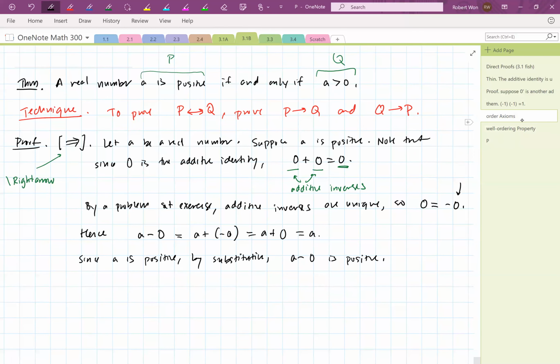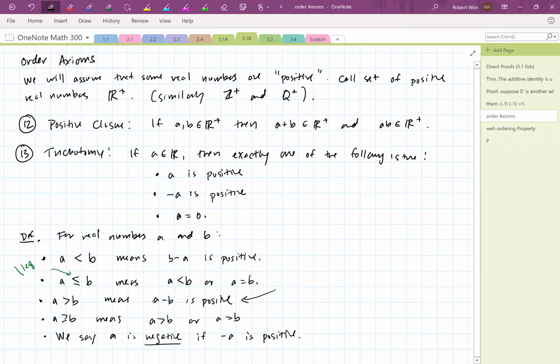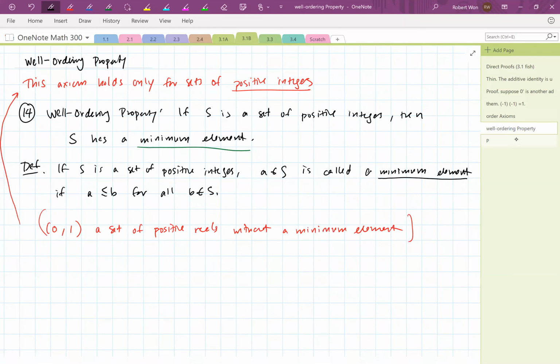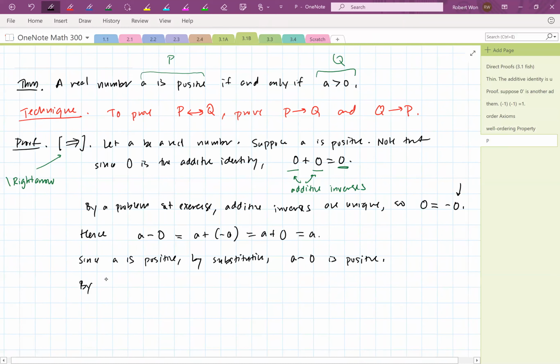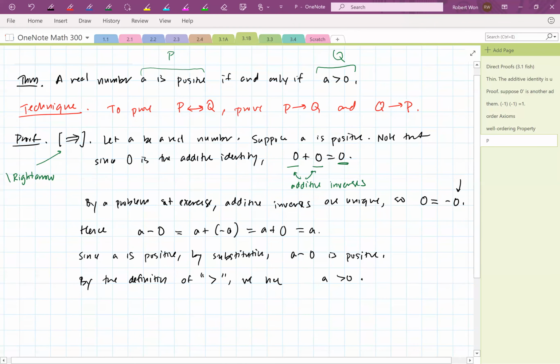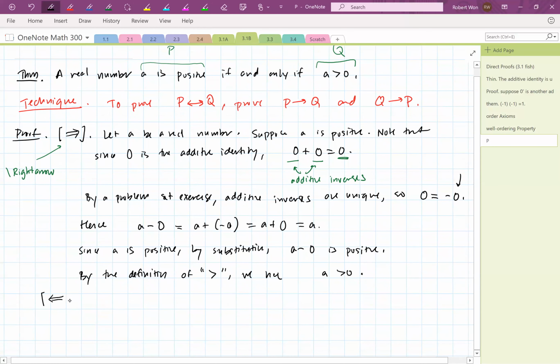And now, by the definition of greater than, if A minus something is positive, that means that A is greater than something. So by the definition of greater than, we have A is greater than 0, which is what we wanted. Okay, and now to do the reverse, or to do the converse to the statement, you sort of just reverse these things. So I'll also leave this as an exercise. Okay, so try to prove this, try to write a nice clean proof of this fact.